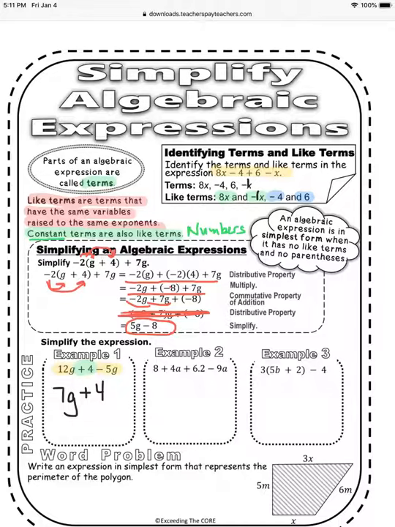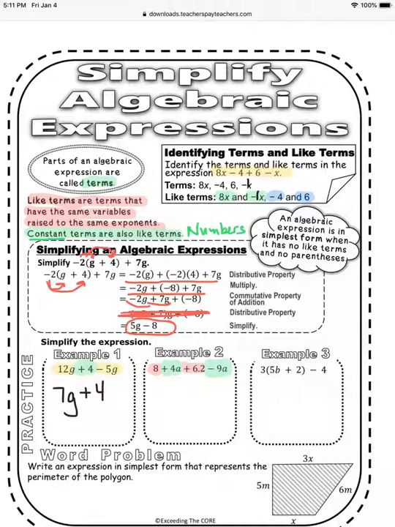Again, I'm going to start out by highlighting my like terms. I see that there is a positive 8 right here. Are there any other plain old numbers without variables? Yes, positive 6.2. Next, I'm noticing that there is a positive 4a. And I'm noticing that there is a negative 9a. So those are my pairs of like terms.